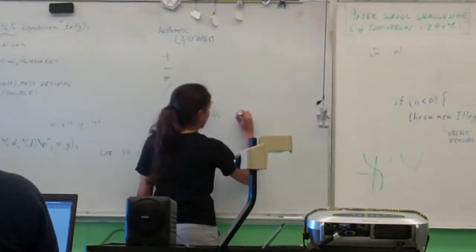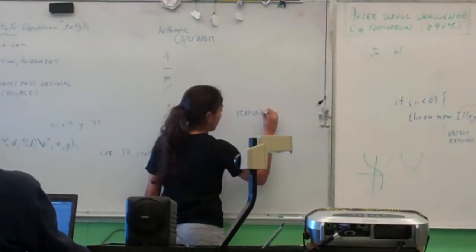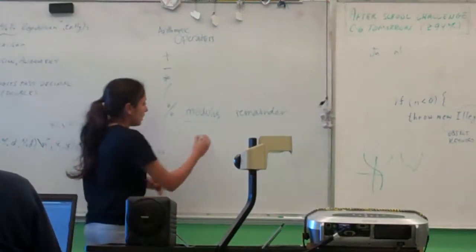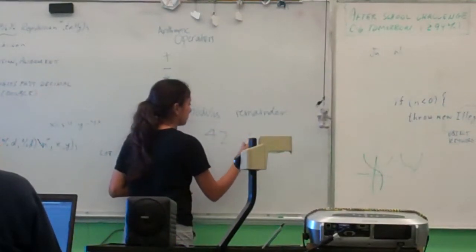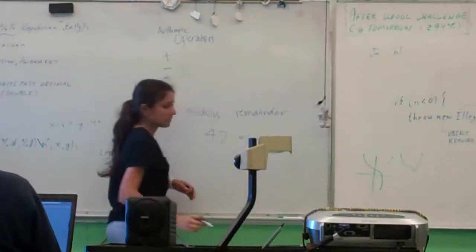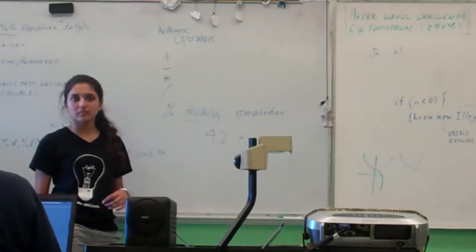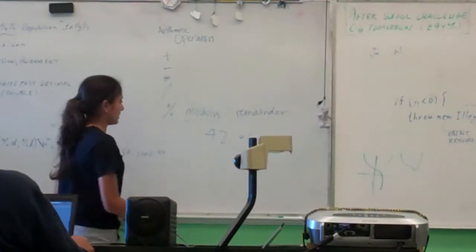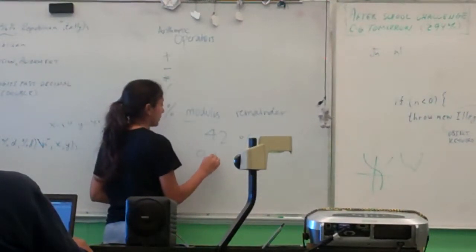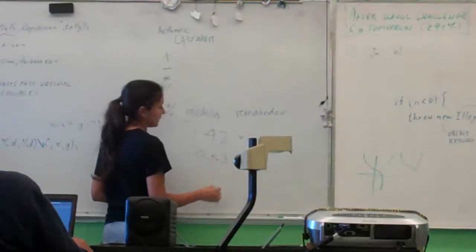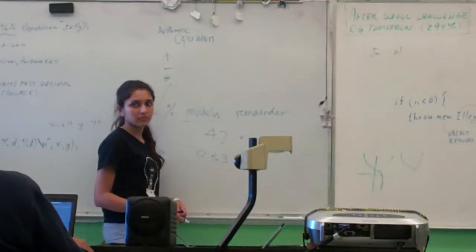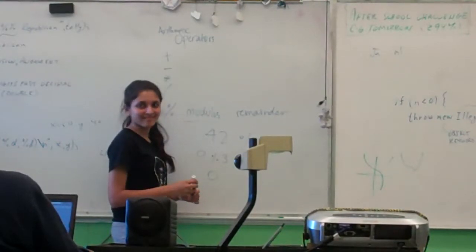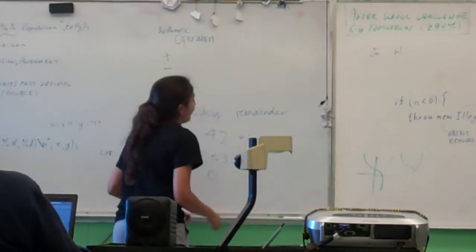Exactly. So it's the remainder. Can anyone tell me, what would 42 modulus 7 give me? Yeah, you can just say that. 0. What would 0 modulus 3 give me? Okay.